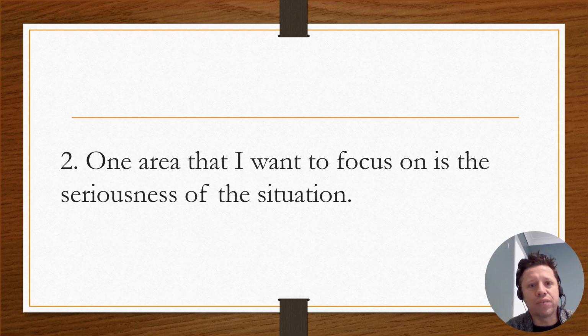So let's go through each of the sentences slowly and link consonant sounds to vowel sounds. So sentence 2 would link one area, and also that and I, that I, and focus on, and on and is, on is. So have a listen. One area that I want to focus on is the seriousness of the situation. One area that I want to focus on is the seriousness of the situation.